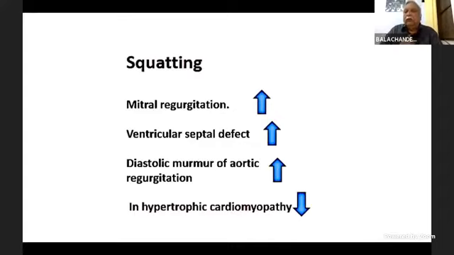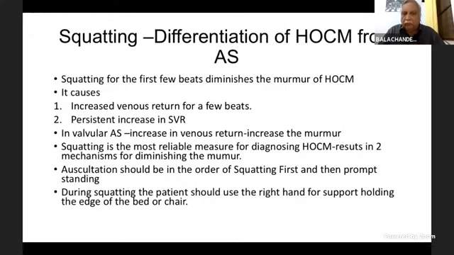So what happens in MR, it will increase, VSD, it will increase, diastolic murmur of aortic regurgitation will increase, and hypertrophic cardiomyopathy will decrease on squatting. And this is an important thing to remember, and the circulatory equivalent I have already mentioned.